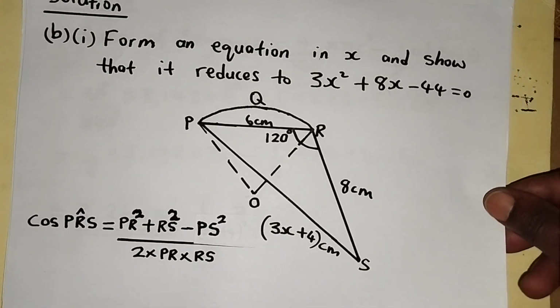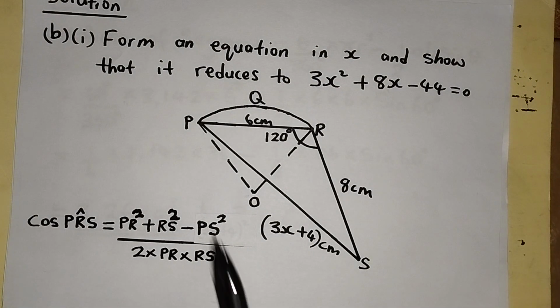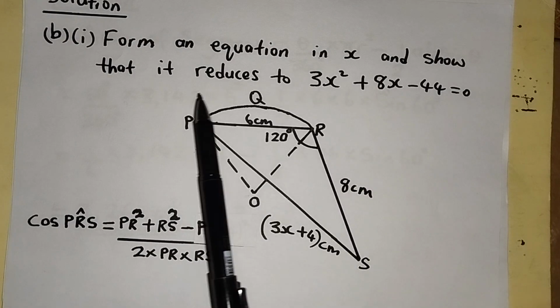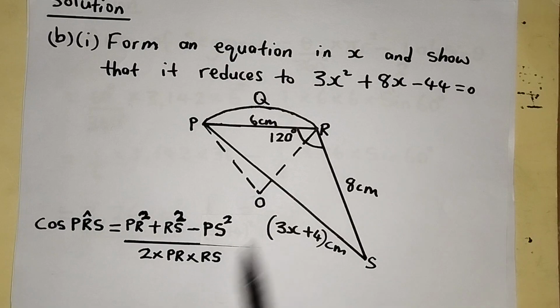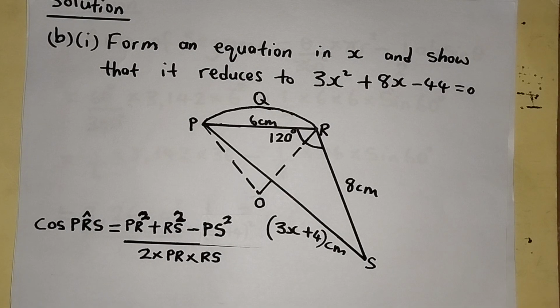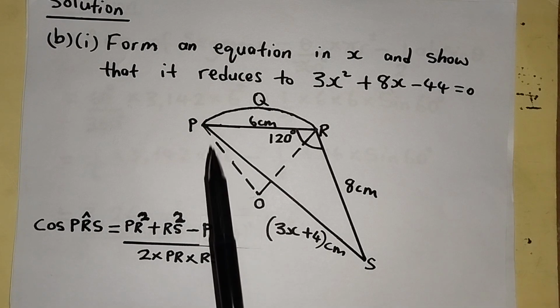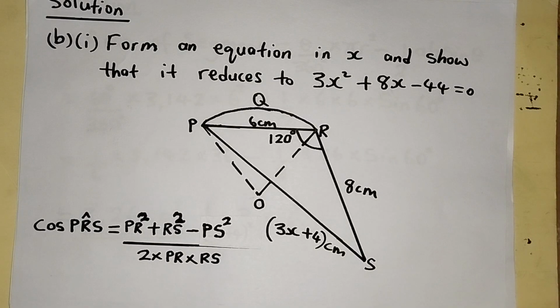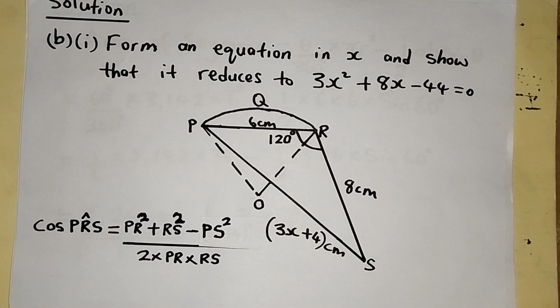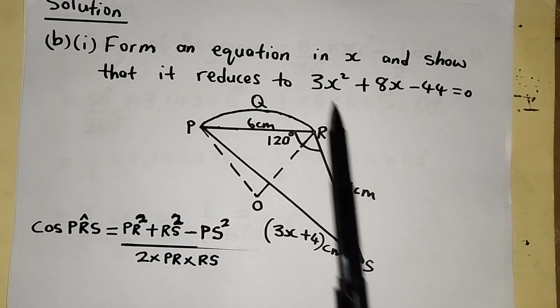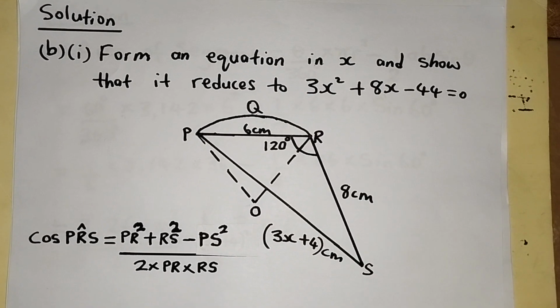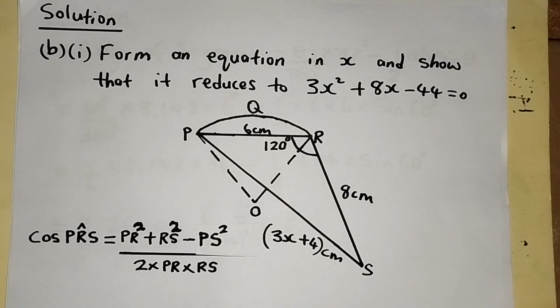We want to go to question B, part 1. It says here, form an equation in x and show that it reduces to 3x squared plus 8x minus 44 equals 0. Okay, so let us look at this triangle PRS. We are going to use the triangle PRS to form an equation in x and show that it reduces to 3x squared plus 8x minus 44. So how am I going to form this equation?